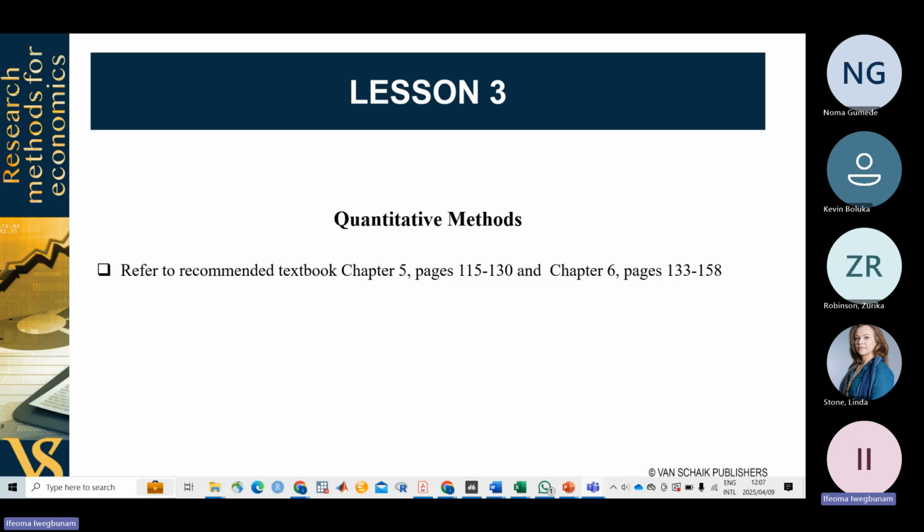So lesson three is a quantitative method. This is in chapters 5 and 6 of the recommended textbook. Chapter 5 covers the quantitative method and ways to conduct quantitative research, while chapter 6 covers how to interpret quantitative results when conducting research using quantitative methods.